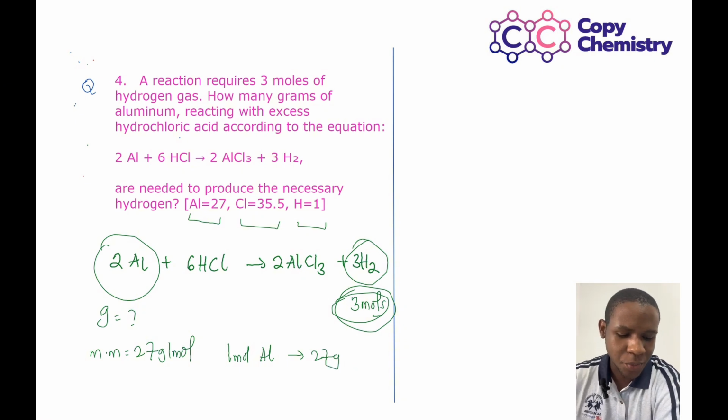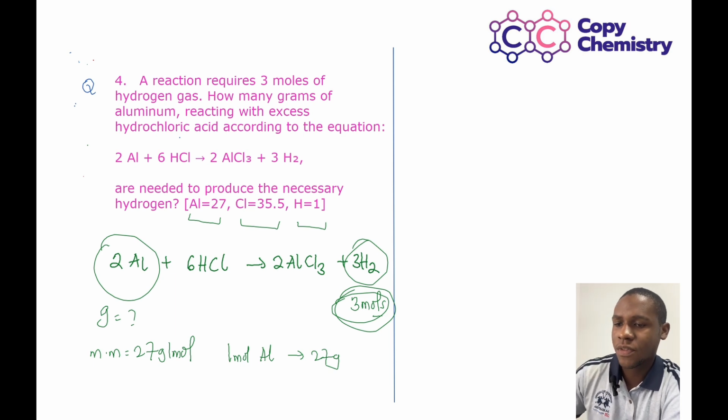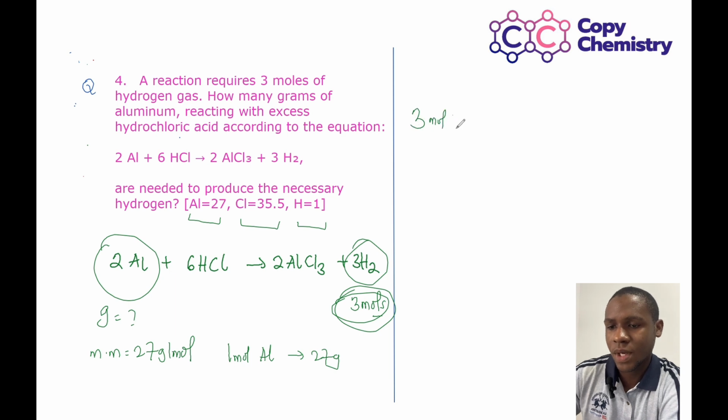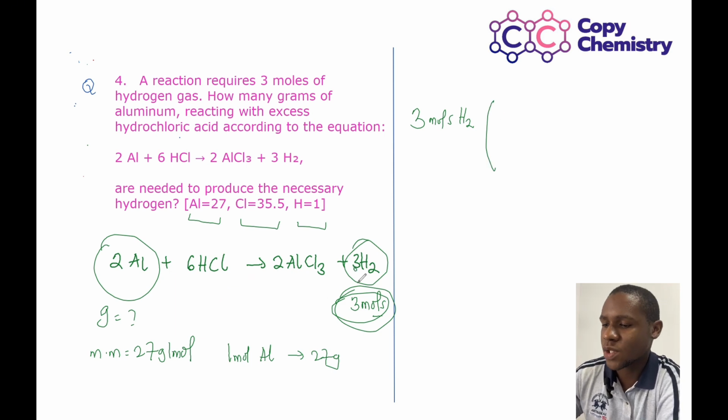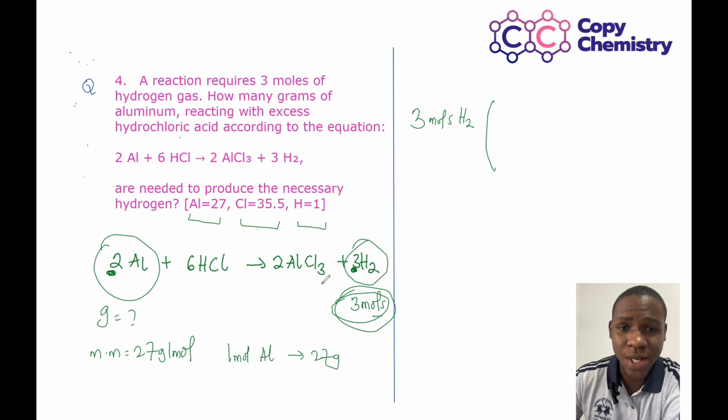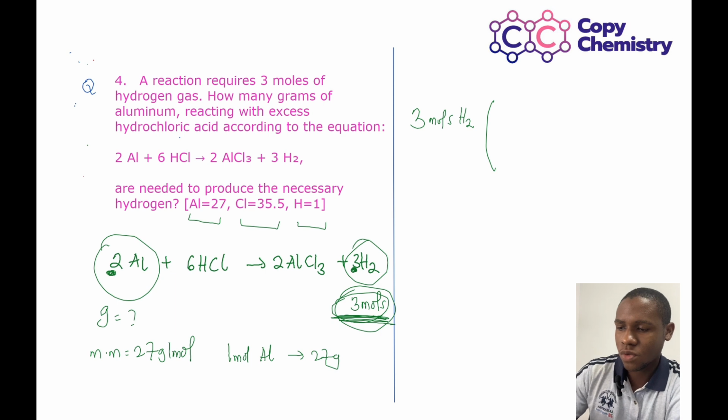So then how do we approach this question? We have 3 moles of H2. Then we can see that the relationship between the aluminium and hydrogen is 2:3 from the balanced equation. And that's why it has to be balanced. So with this, we can work from what we have, 3 moles of hydrogen that we want to get, to the amount of aluminium that is necessary.